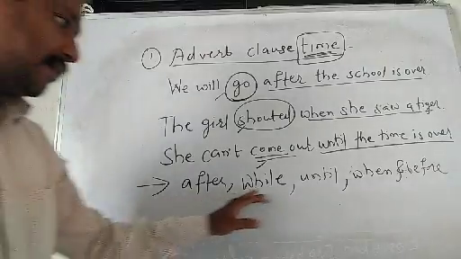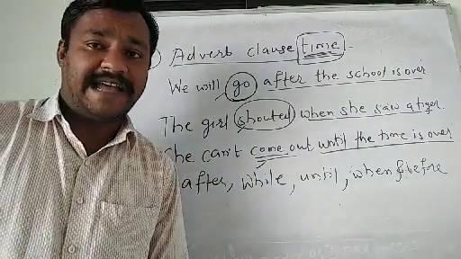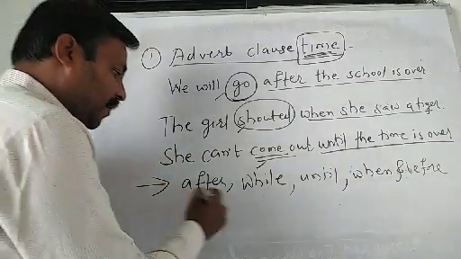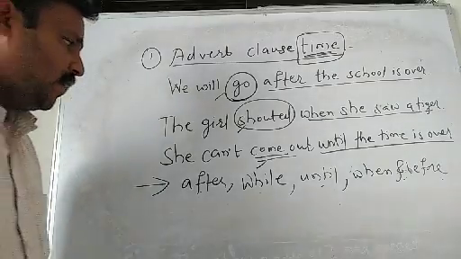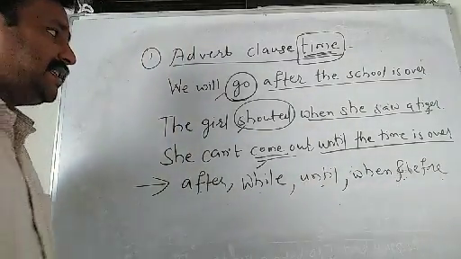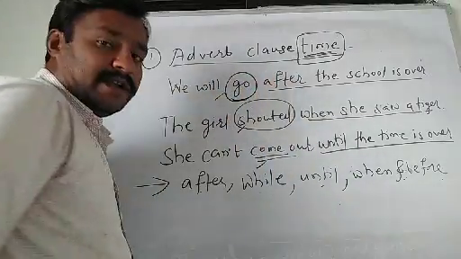These subordinating conjunctions introduce adverb clause of time. So it is very easy. If you find such kind of subordinating conjunctions like after, while, until, when, before in the sentences, so easily you can identify that it is the type of adverb clause of time.